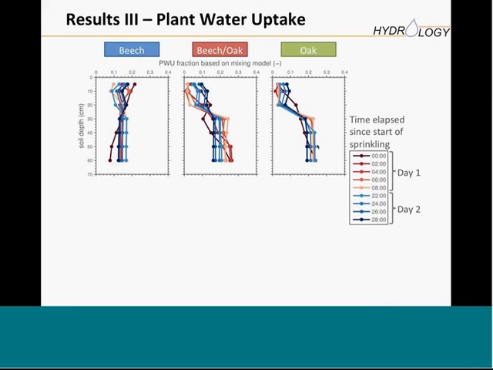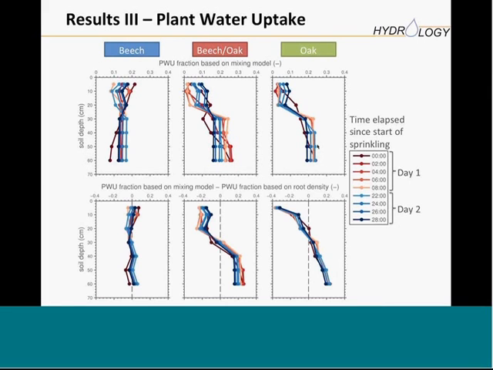If we now compare that with the root density, so that means if the uptake fraction is similar to the distribution of the root density, we should get more or less that proportion relatively close to 0, and this is what we see for the beech, but we do not see this at all for the beech-oak mixture and the oak, meaning for those two plant species, the root water uptake is not proportional to the root density.